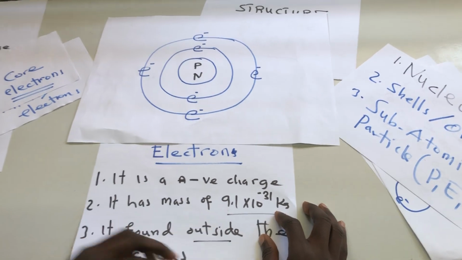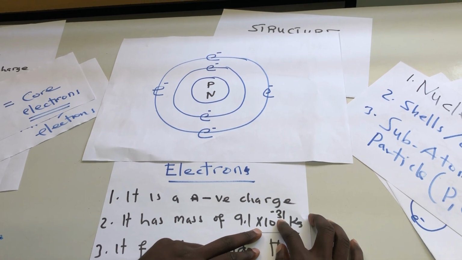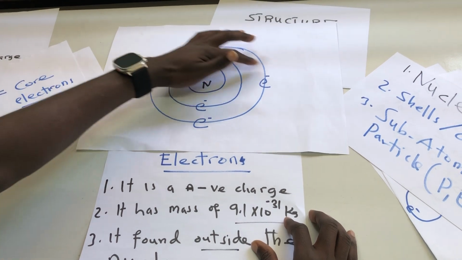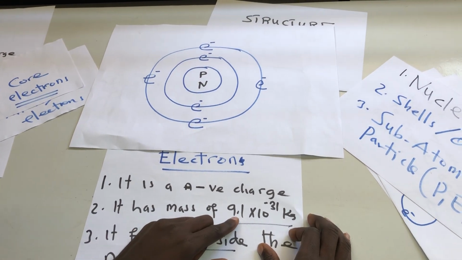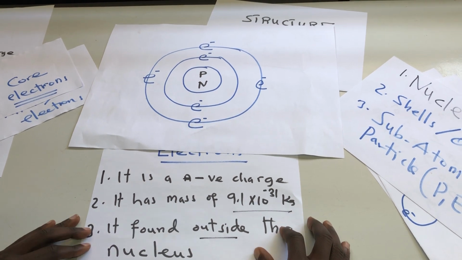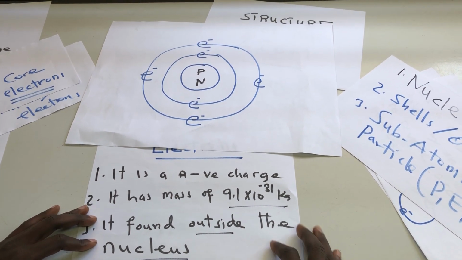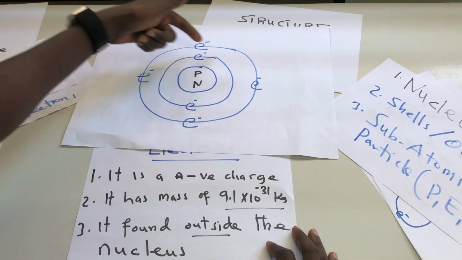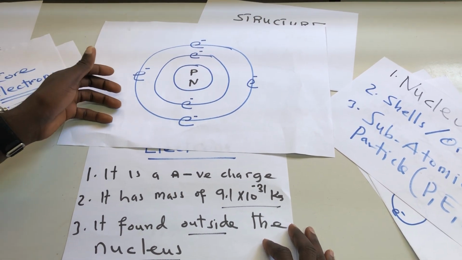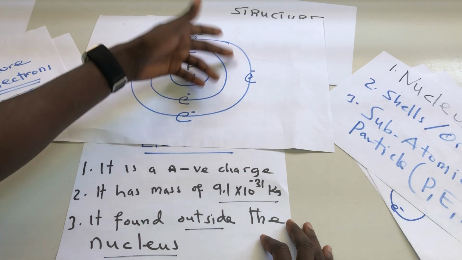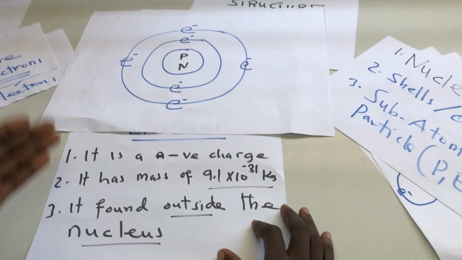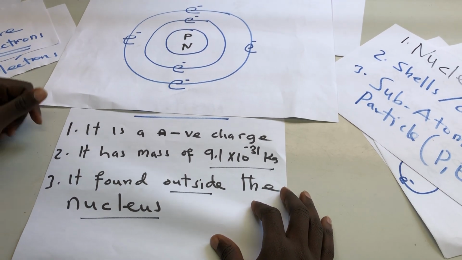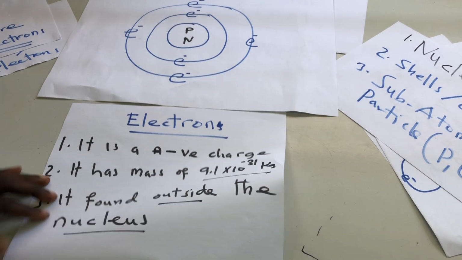Also this electron has a mass of 9.1 exponent negative 31 kilogram. Weight of every electron, kila electron ina hii mass ya 9.1 exponent negative 31. But also it is found outside the nucleus. Kwamba ndani ya nucleus una proton pamoja na neutron, lakini nje ya nucleus it is where you can find number of electrons. Unaweza kusema kwamba it is found outside the nucleus or it is found in the shells of an atom. So that is all about the electrons.